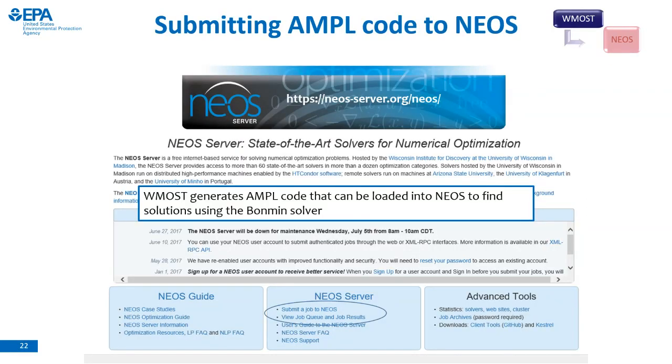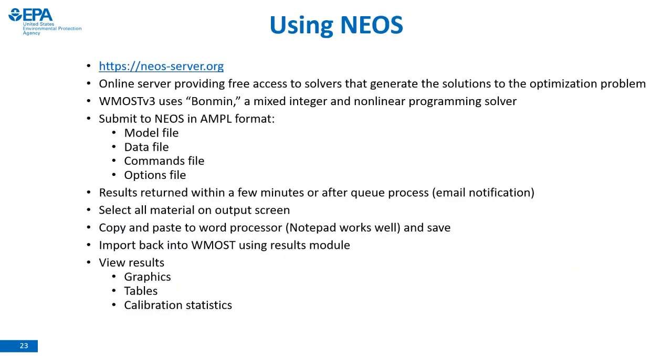You're then ready to submit these files to the NEOS online server. And there are a lot of different algorithms available in NEOS. We use the Bonmin solver for WMOST problems. So you go to the site. This is a free site, provides you a lot of computing power, so you don't have to have optimization programs installed on your own computer.